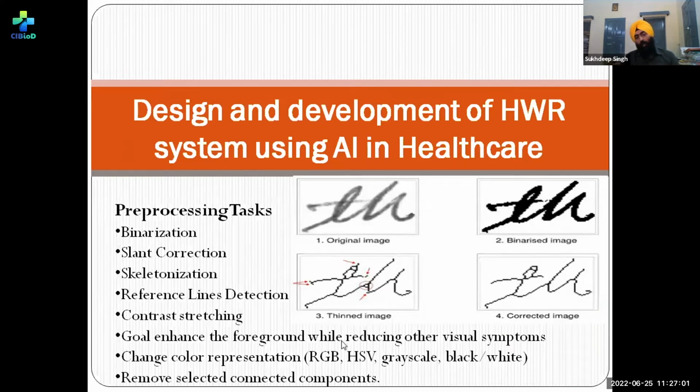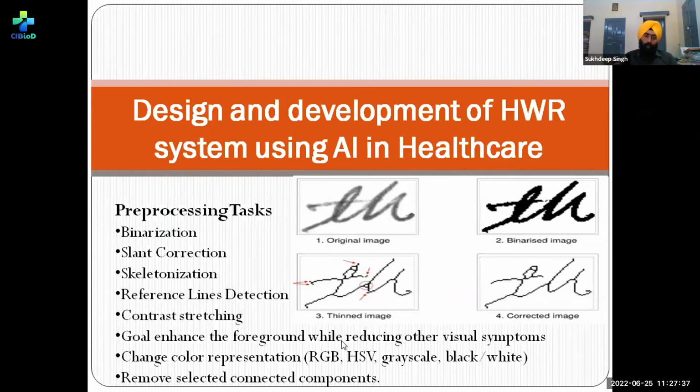Pre-processing means we are processing our data to be used by the HWR system. There can be data that is left skewed or right skewed, a lot of noise, and many unwanted things present in our data. So there are a number of pre-processing steps we have to perform to use our collected data in the HWR system. These are, like, binarization.